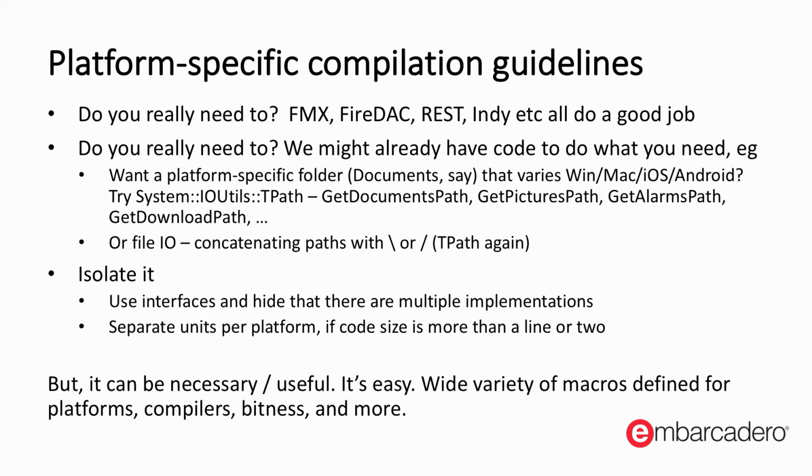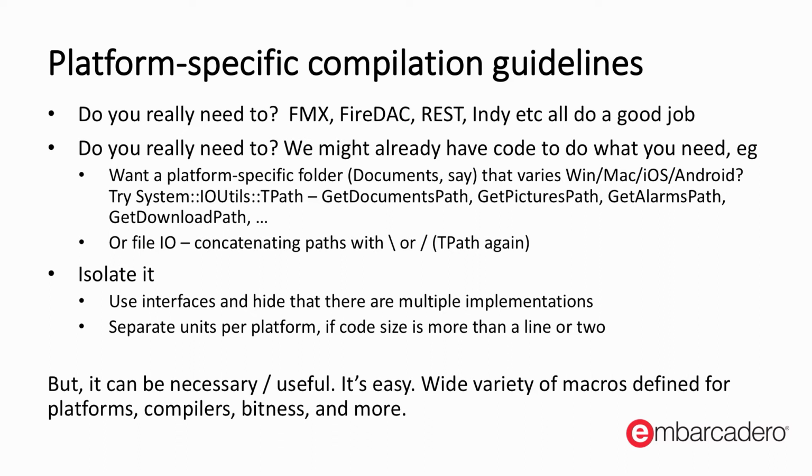So what are some guidelines for using platform-specific conditional compilation? First, check if you really need to do it. Not only are FMX and all our frameworks already cross-platform, but they're very capable. Second, check if you really need to do it, again, because many of the frameworks may already have solved the problem. For example, if you want to get the Documents folder for several different operating systems, you don't need to code that yourself. You can use System.IOUtils.TPath.